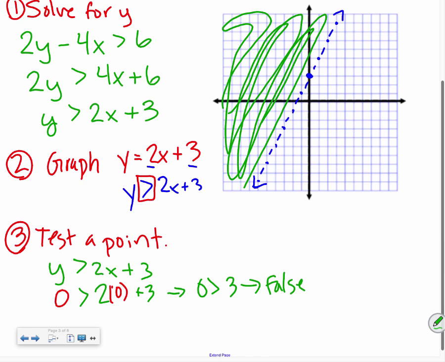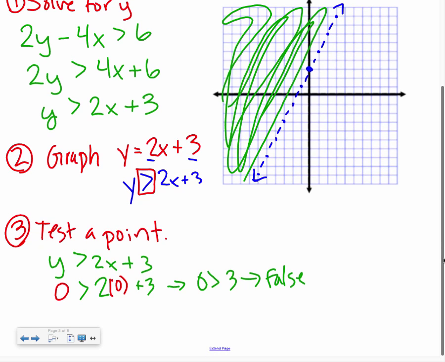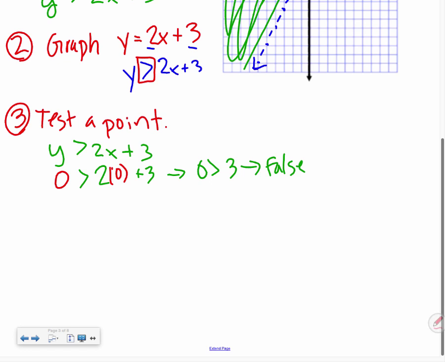Okay? So your first step, you solve for y. Your second step, you graph the line, and if it's a greater than or less than sign, you do a dotted or dashed line. If it's greater than or equal to or less than or equal to, you're going to do a solid line. Step 3, you test a point. I generally do 0, 0 because it's an easy one to do calculations with. You can choose any number to test. That's fine. And then if you're still unsure, like, did I do that problem correctly, you can check your work.